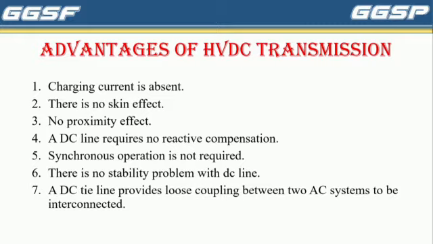Advantages of HVDC transmission. Charging current is absent. There is no skin effect. No proximity effect. A DC line requires no reactive compensation. Synchronized operation is not required. There is no stability problem with a DC line. A DC tie line provides loose coupling between two AC systems to be interconnected.